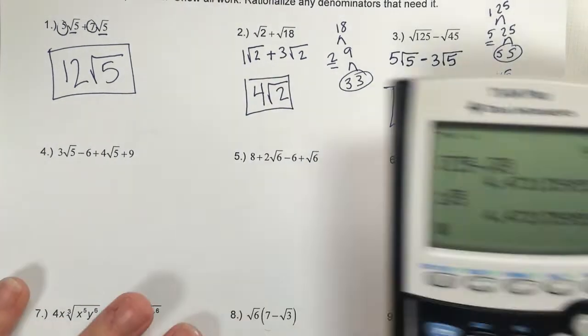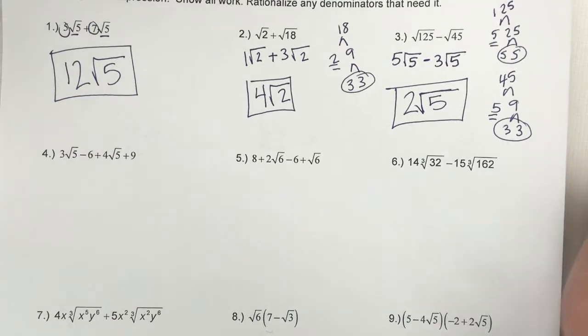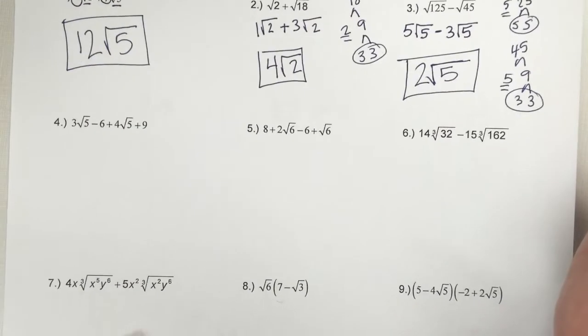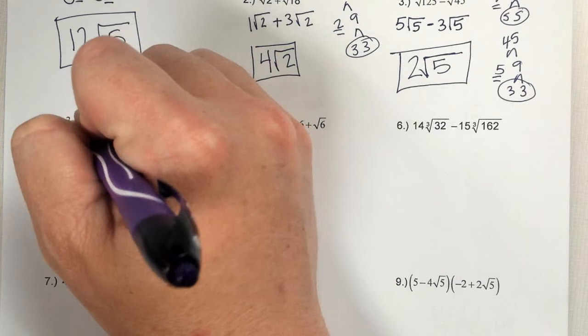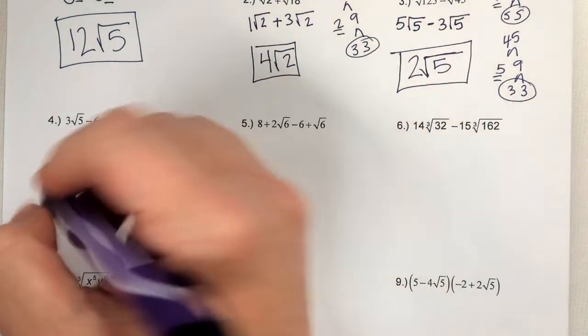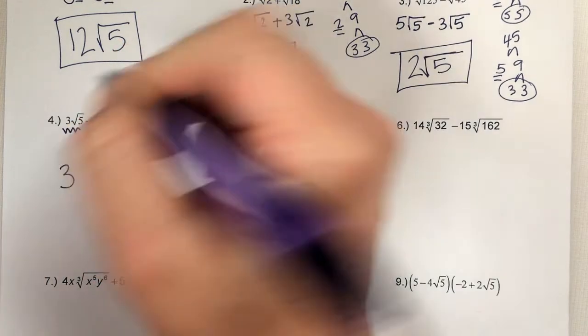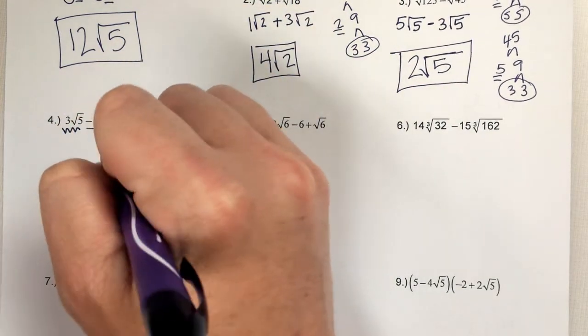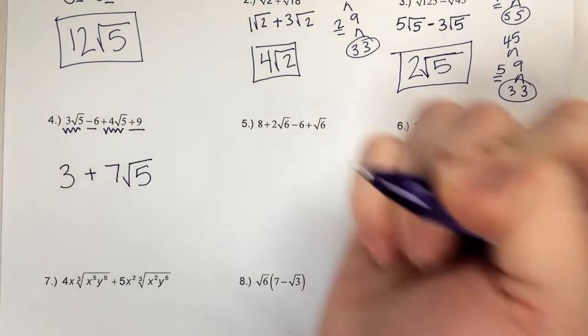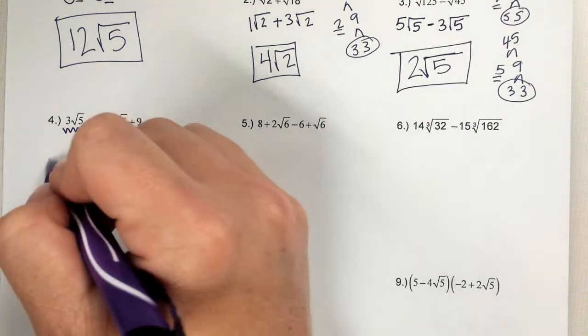Okay, number 4 and 5. Guys, all you're doing is combining like terms on these. So I have negative 6 plus 9, which is 3. And I have 3 square root of 5 plus 4 square root of 5. Well, 3 plus 4 is 7. This does not simplify any further. 5 is prime, so I am done.